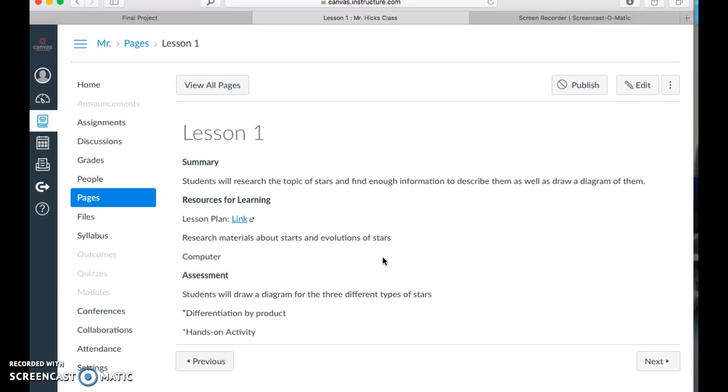For the last standard, first lesson, I used differentiation by product with a hands-on activity. And during this lesson, students will research the topic of stars and find enough information to describe them, as well as draw a diagram of them. And for the assessment, the students will draw a diagram for the 3 different types of stars, so each one could look different, and it is a hands-on activity with the students drawing their own diagrams.